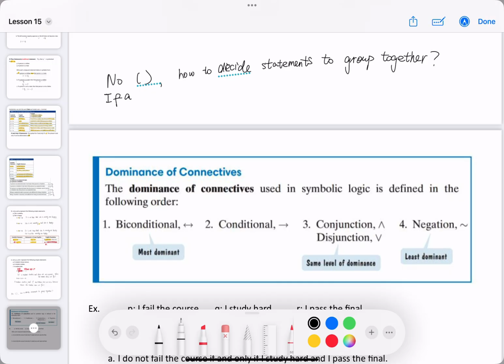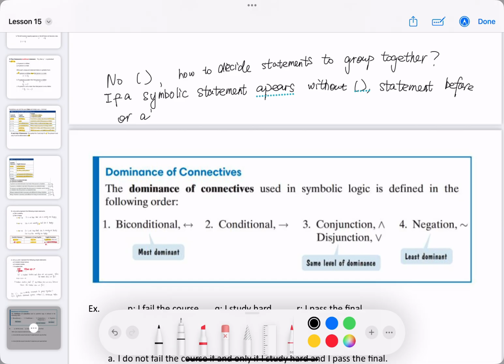If a symbolic statement appears without a parenthesis, then the statement before or after the most dominant connective should be grouped.